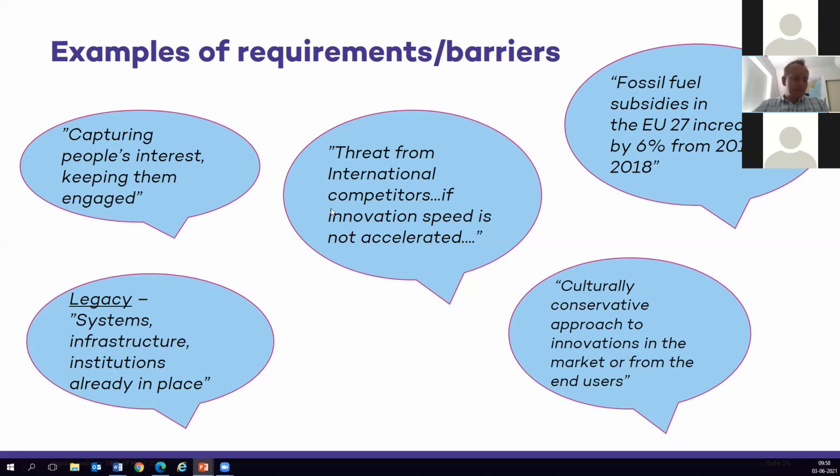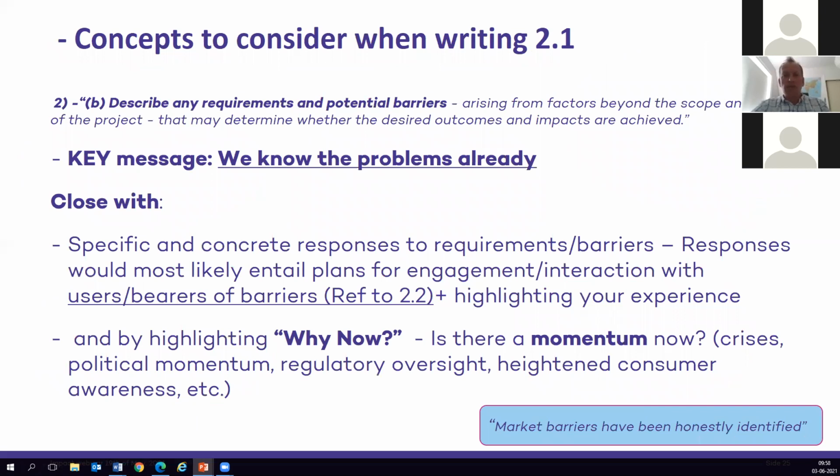Next slide, please. So the key message to this short section is we know the problems already, and then you should try to close the section with as specific and concrete responses as you can. Those would most likely entail what are the plans for engagement, interaction with what I call the users of the barriers, plus also highlighting your experience, maybe the specific experience with the barrier or the specific experience with the field.